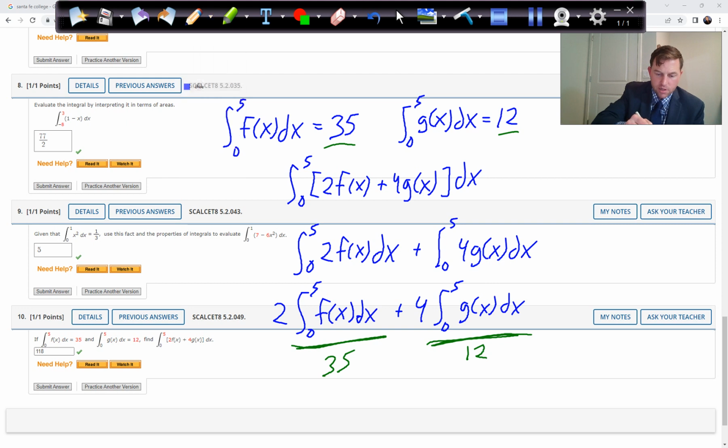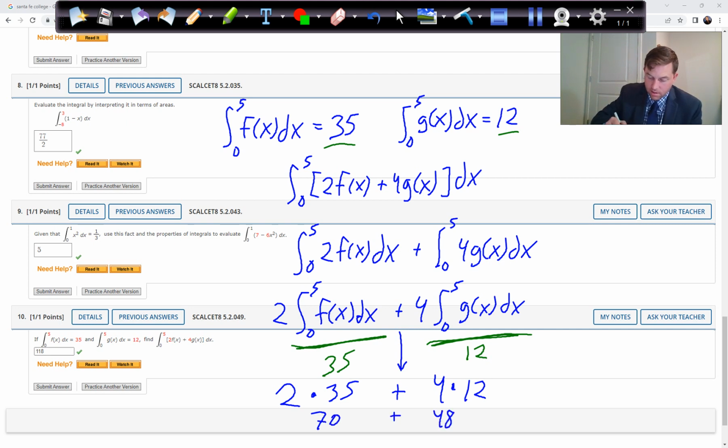So it becomes a pretty simple problem now. It's just 2 times 35 plus 4 times 12. And that's going to be 70 plus 48, which is equal to 118.